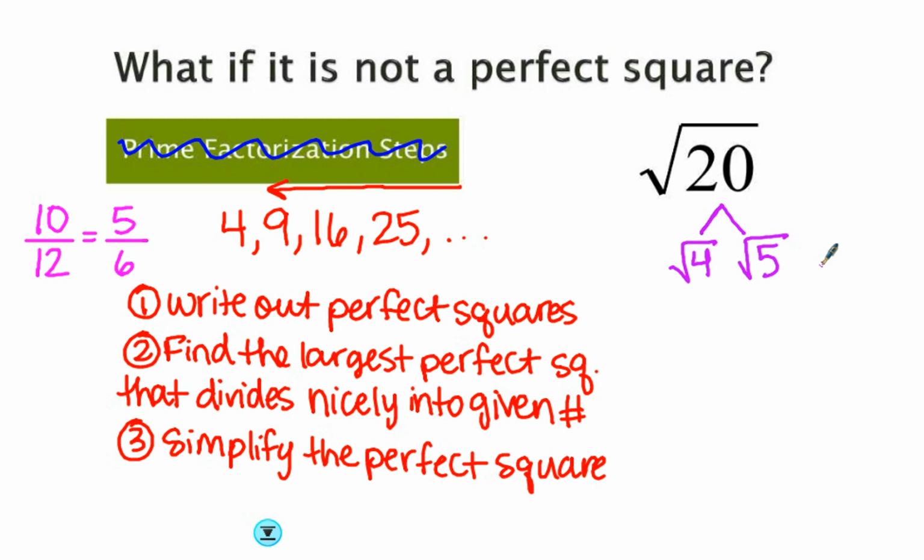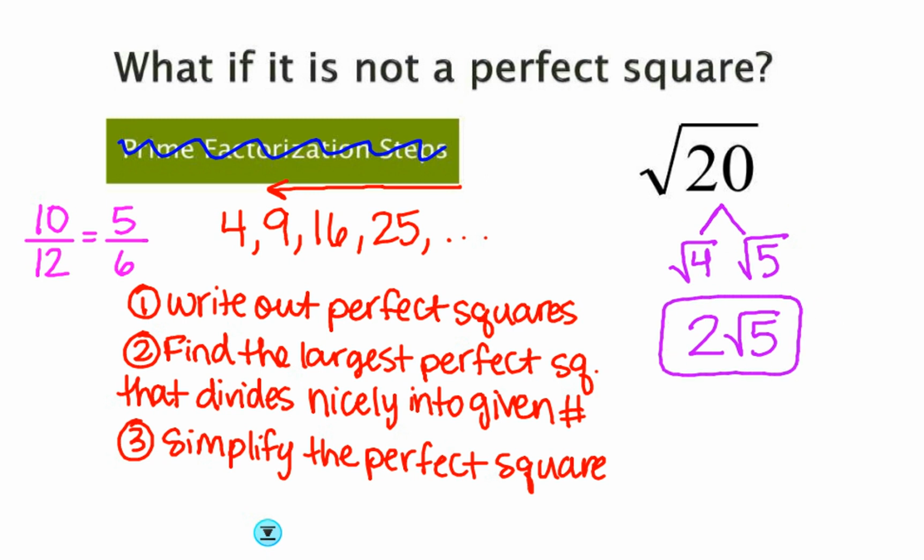Okay, but we use perfect squares because we know what the square root of 4 is, right? What is that? Well, it's 2. So our perfect square will always simplify down into a whole number. And then the square root of 5 does not simplify any further, and this would be our final answer.